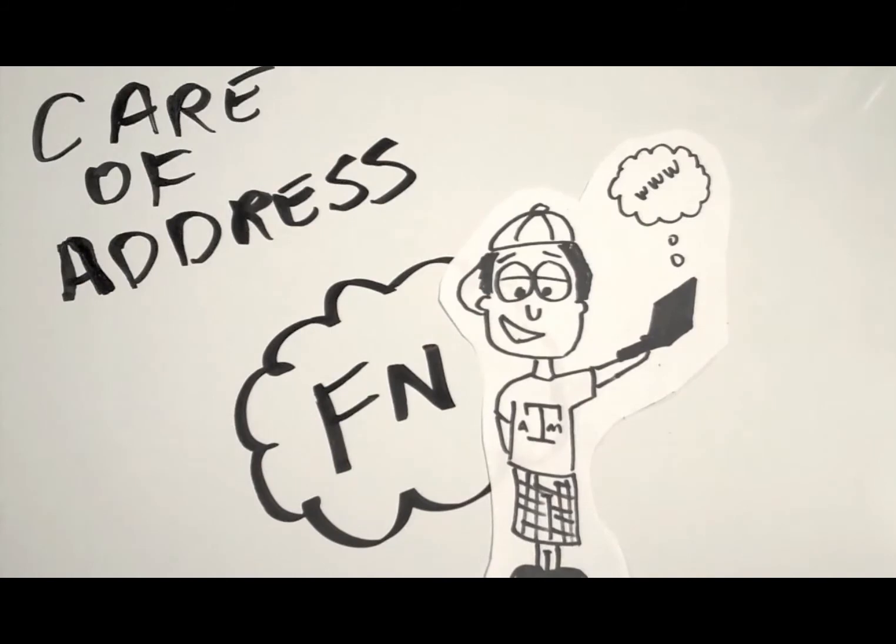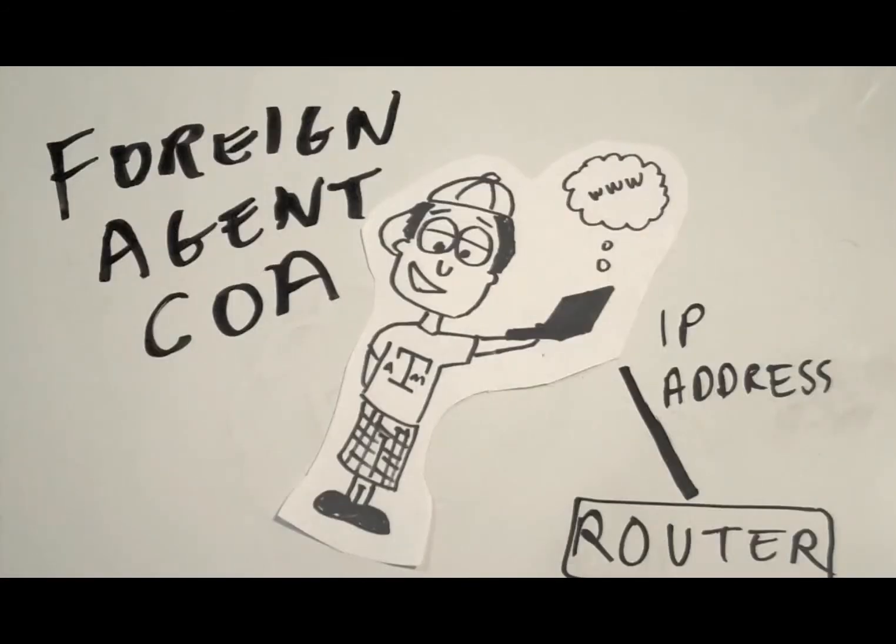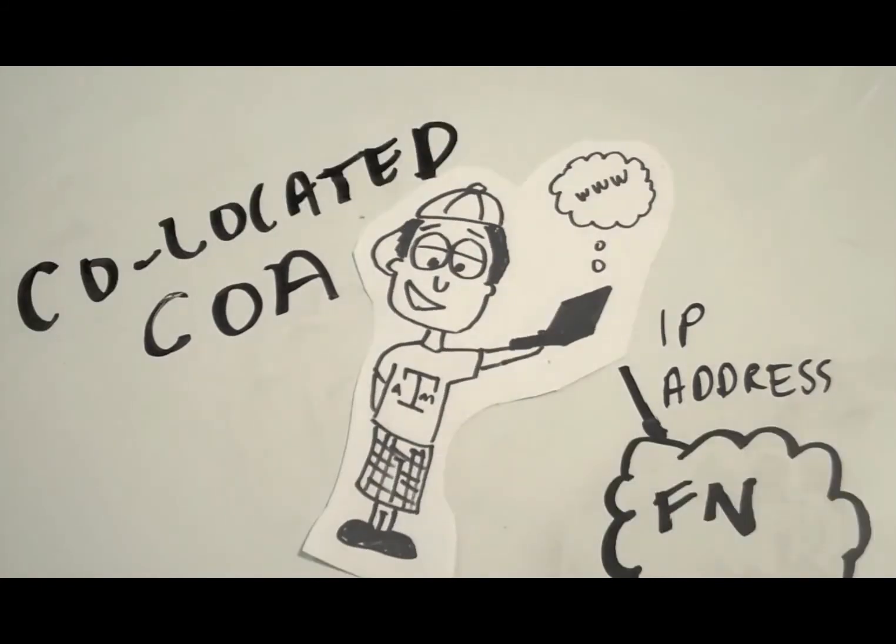The care of address is the address that the mobile node uses for communication when it is not present in its home network. This can either be a foreign agent care of address or a co-located care of address. The foreign agent care of address is where the mobile node uses the foreign agent's IP address as its care of address. The co-located care of address is when the network interface of the mobile node is temporarily assigned an IP number on the foreign network.